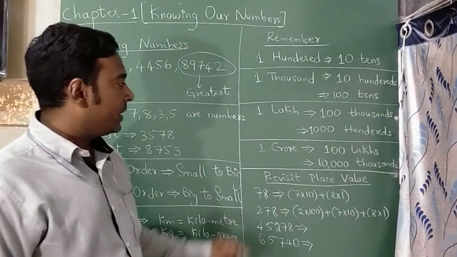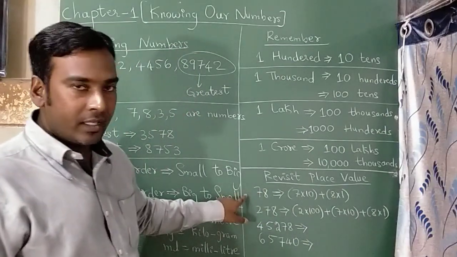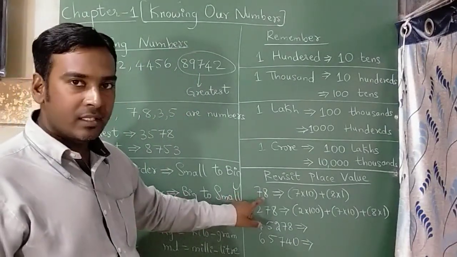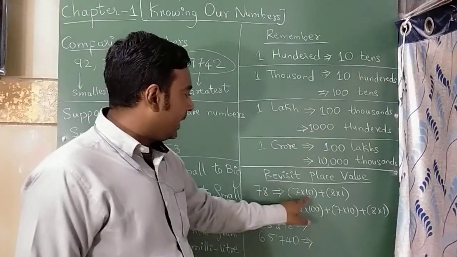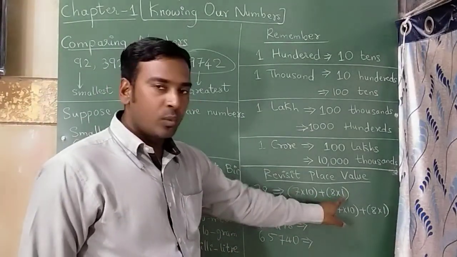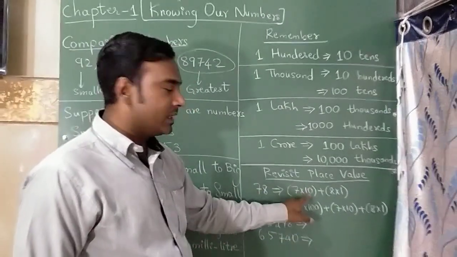Fine. Now the next topic is revisiting the place value. I have written a number here, that is 78. So this can be written in the expanded form. So 7 into 10 plus 8 into 1, because 8 is on the 1's place and 7 is on the 10's place.